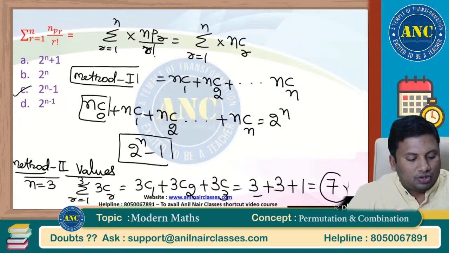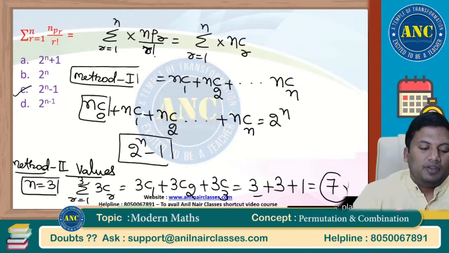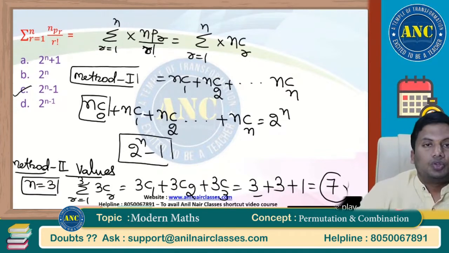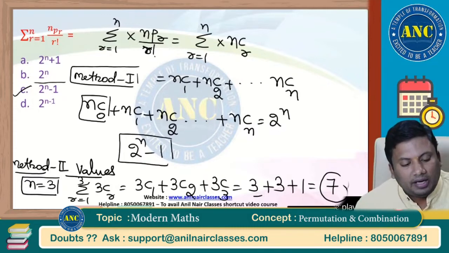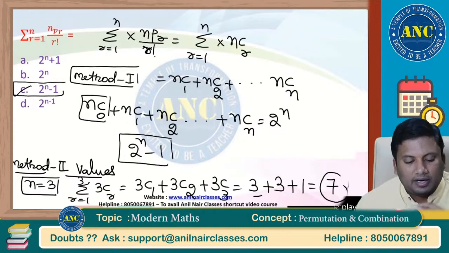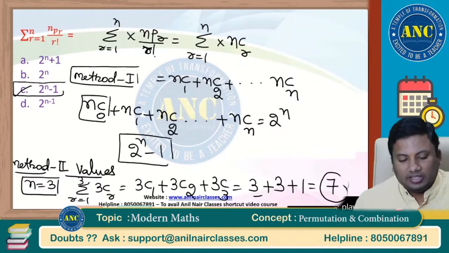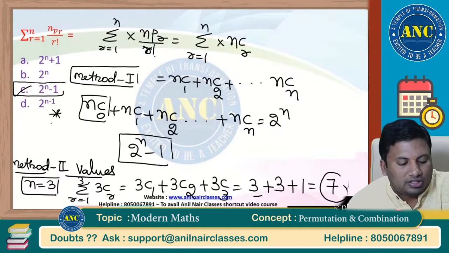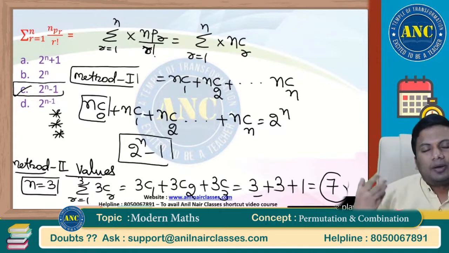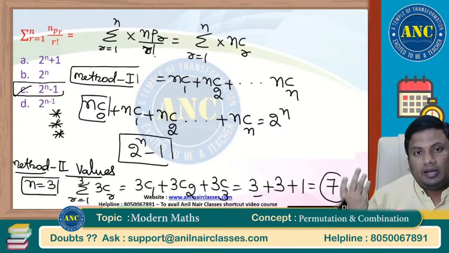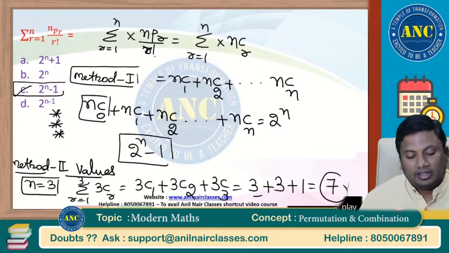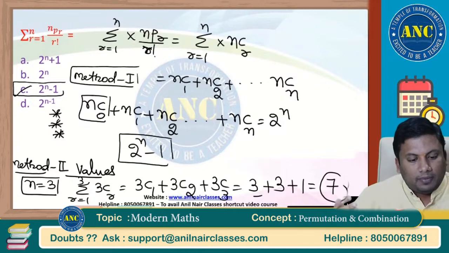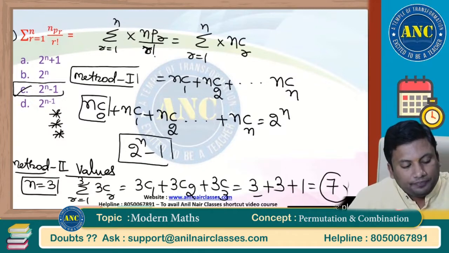I substituted n equivalent to 3. Which value, when n equals 3, will give you 7? 2 power 3 minus 1, that is 8 minus 1, which is 7. One needs to know this property. Another option is the substituting values method, which at times is very easy in case you cannot remember the property. I hope question number 1 is clear to you.